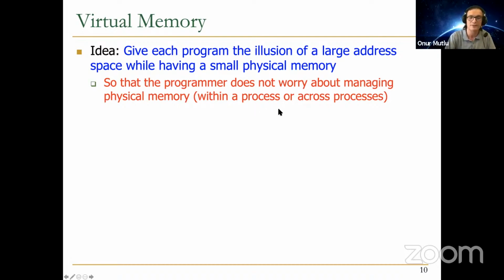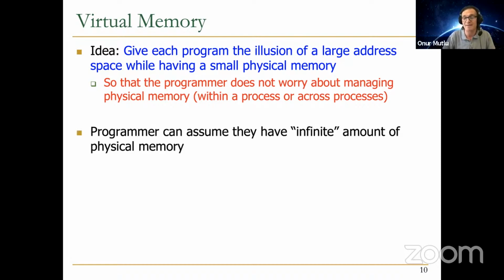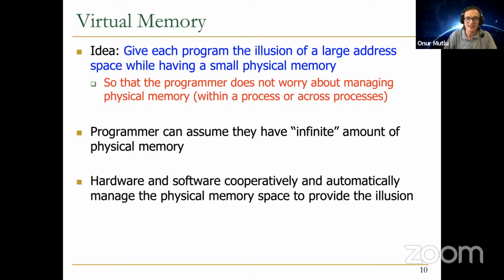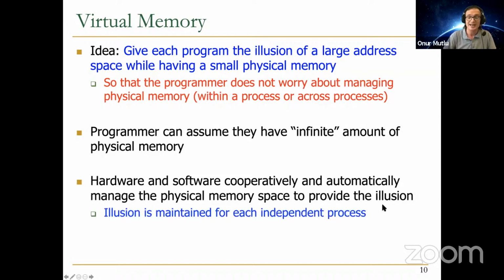And that gets rid of all of the downsides that we discussed in direct physical addressing. Now, a programmer can assume they have an infinite amount of physical memory. Clearly, it's not infinite, but for all practical purposes, hopefully infinite. Hardware and software cooperatively and automatically manage the physical memory space to provide the illusion, essentially. And the illusion is maintained separately for each independent process. Each independent process has its own mapping.